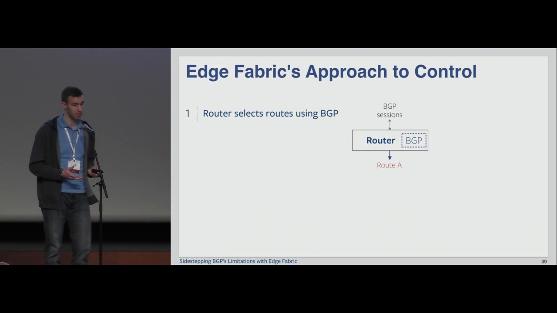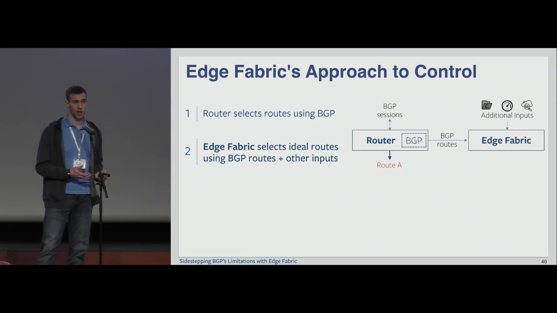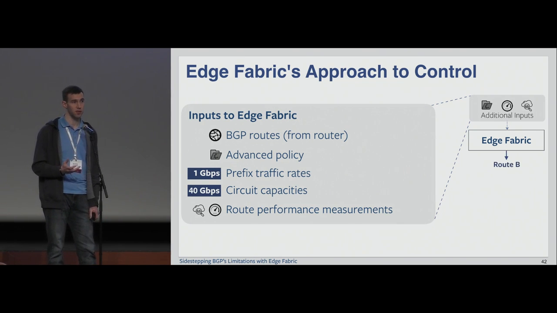So what does this approach look like? Well, first, routers at the edge of our network keep selecting routes like they do today using BGP. We still have all of our BGP sessions with other networks terminated at those routers. So in this case, our router, based on all the information that's received, has selected route A. Edge Fabric also selects ideal routes. But in addition to all that BGP routing information, it also has access to other inputs. And in this case, that means advanced policy information, such as, for instance, us configuring based on business reasons or reasons provided to us by a peer, prefix traffic rates, circuit capacities, and route performance measurements. So Edge Fabric takes all of that additional input, and it also makes a decision. And in this case, it's decided to use route B.